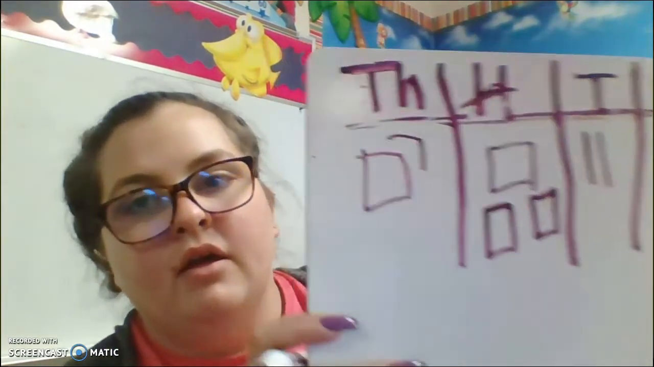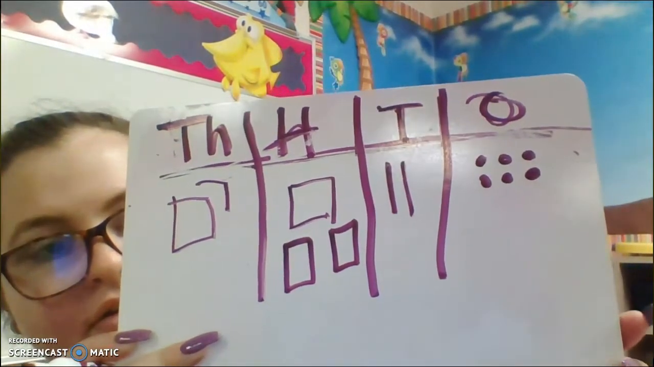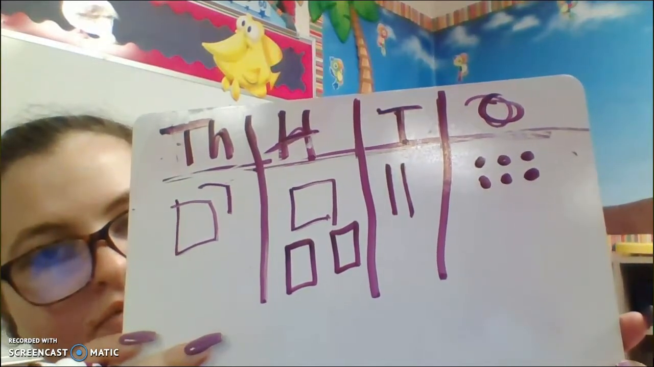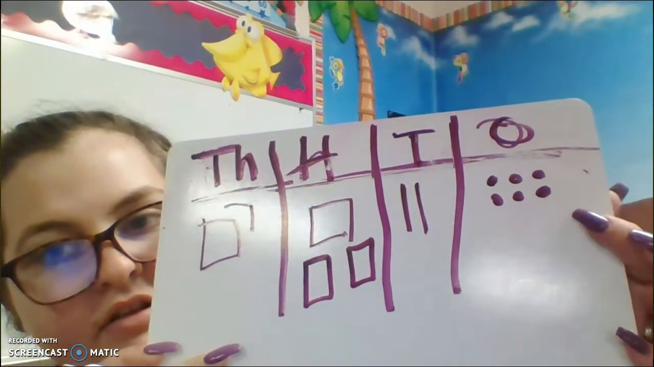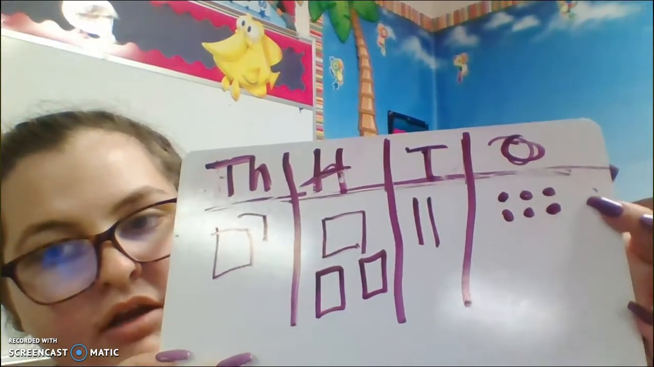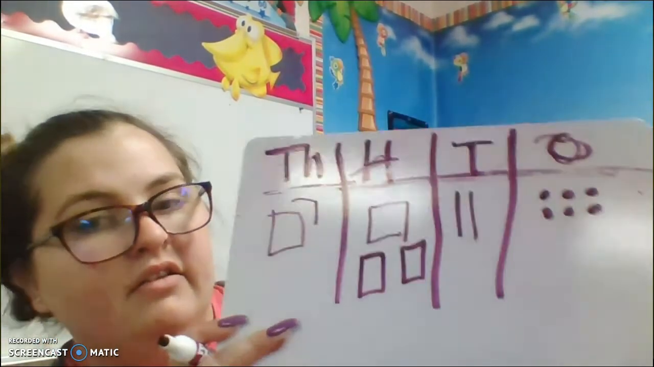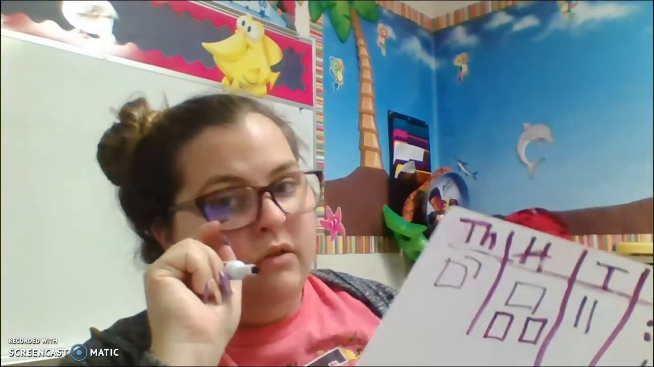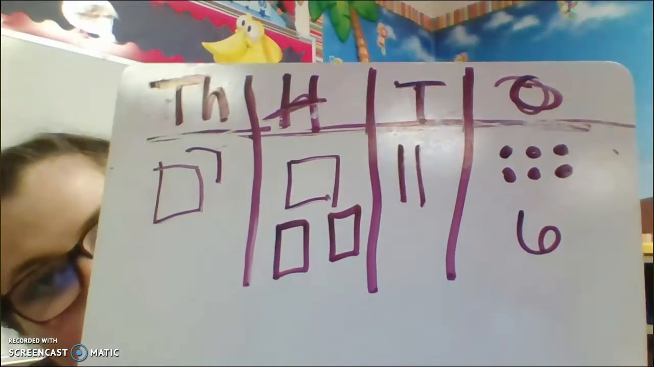Okay, so we are going to start with this number right here. Let's start with our ones place. If I'm looking at this, we can count them: 1, 2, 3, 4, 5, 6. So I'm going to put a 6 in the ones place. 6 is going to go right in our ones.